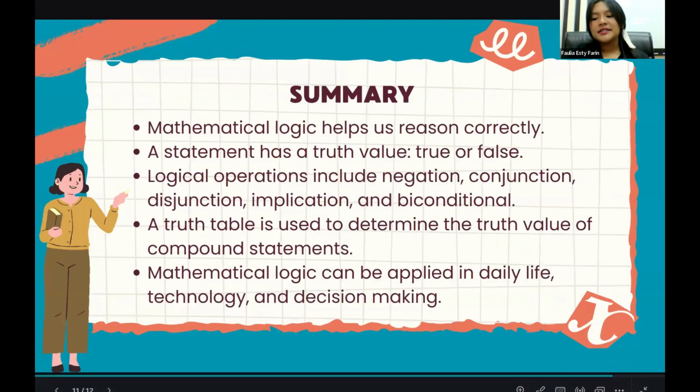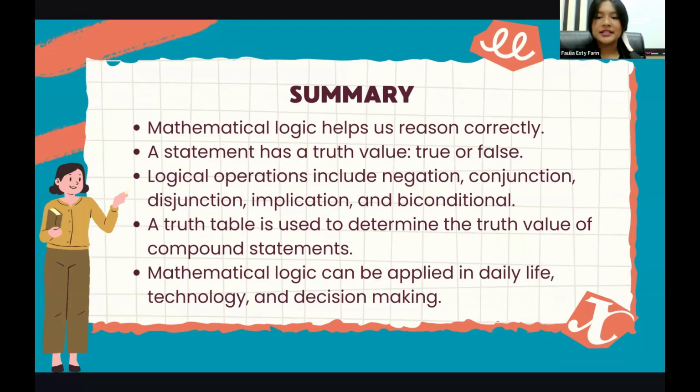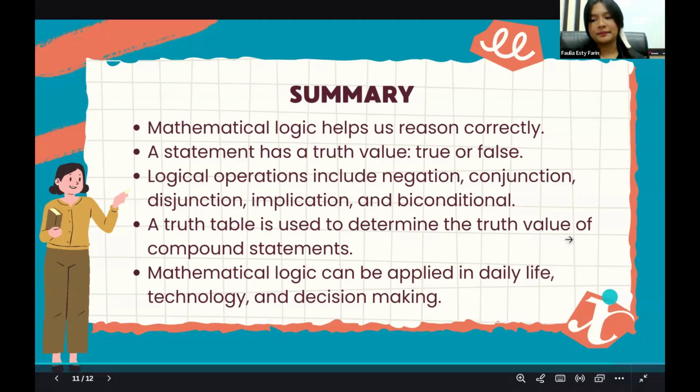Now, let's review what we have learned today. Mathematical logic helps us reason correctly. A statement has a truth value, true or false. Logical operations include negation, conjunction, disjunction, implication, and biconditional. A truth table is used to determine the truth value of compound statements. And lastly, mathematical logic can be applied in daily life, technology, and decision making.